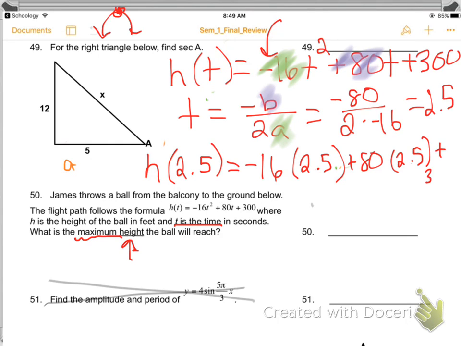Plus 300, I'm going to run out of room here. So when I do this in my calculator, negative 16 times 2.5 squared, I forgot to write that. It should be squared. Okay. Plus 80 times 2.5 plus 300, you end up with 400. That's how high the ball got. And it's in feet because it says the height of the ball in feet. So 400 is how high the ball gets.